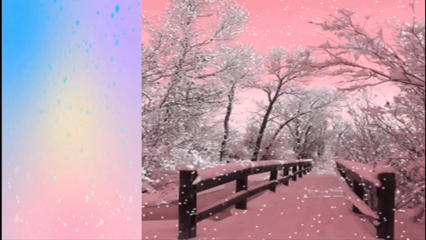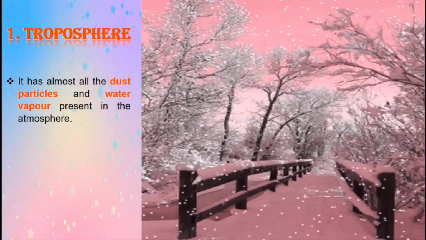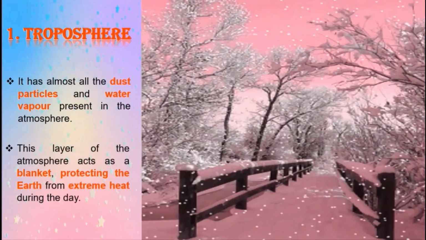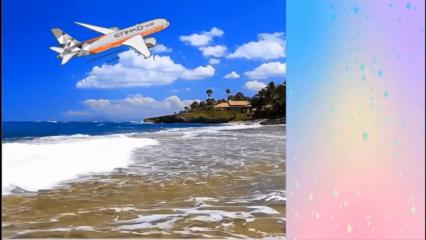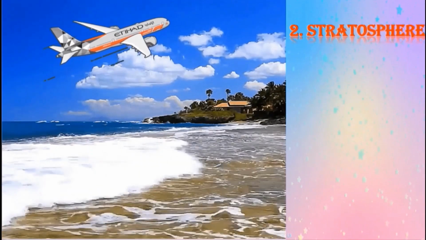This layer has almost all the dust particles and water vapor present in the atmosphere. And most importantly, remember that this layer of the atmosphere acts as a blanket protecting the earth from extreme heat during the day. So students, let us now move on to the second layer of the atmosphere, that is the stratosphere.